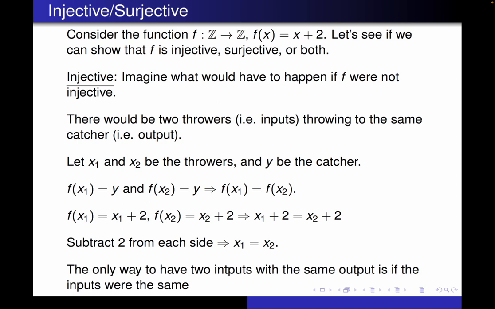So that tells us that the only way to have two inputs with the same output is if the inputs were the same all along. And that tells us that F has to be injective, that it can't have two different inputs giving you the same output.